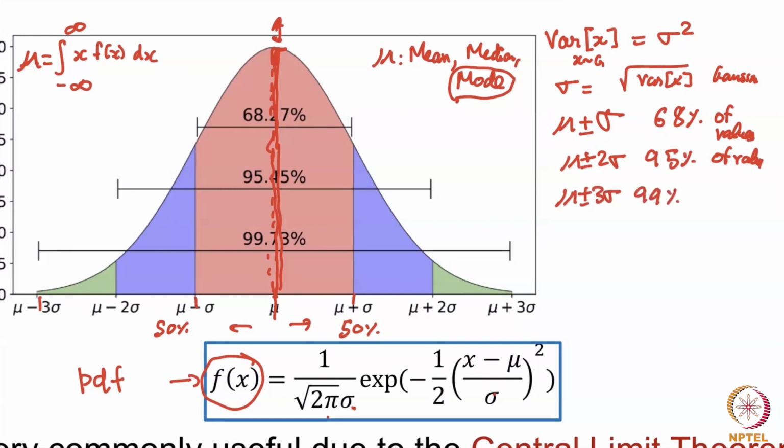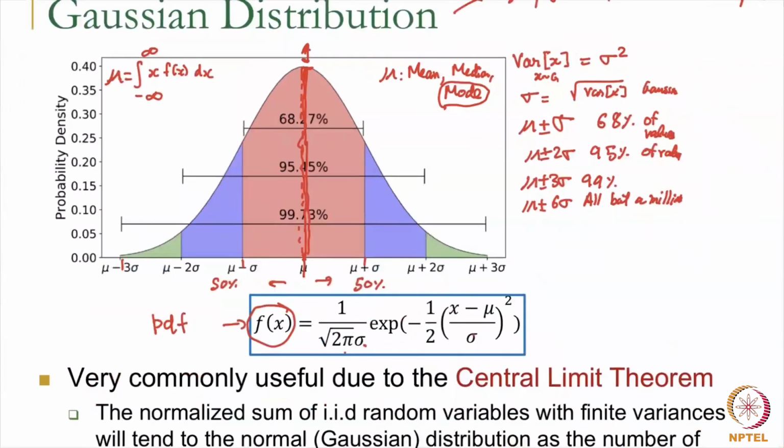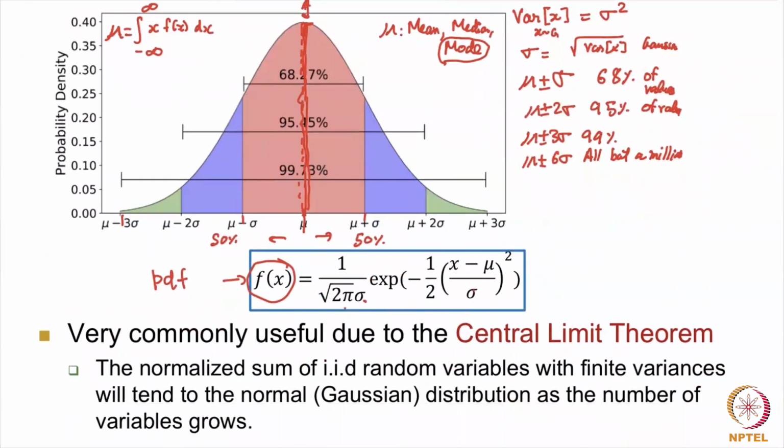And you might have heard the word 6 sigma. So mu plus minus 6 sigma covers all but a millionth. Okay, so when they talk about 6 sigma, what they mean is they want accuracy such that only 1 in a million cases will fail. Okay, so that is 6 sigma accuracy. So this is extremely useful for all sorts of random experiments.